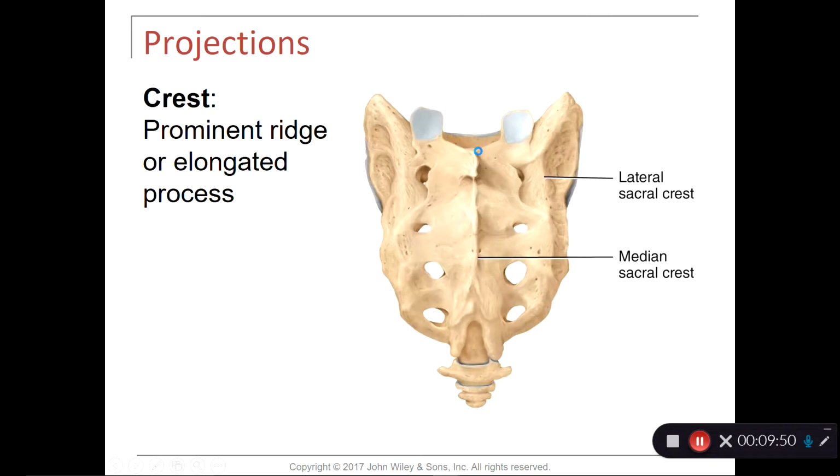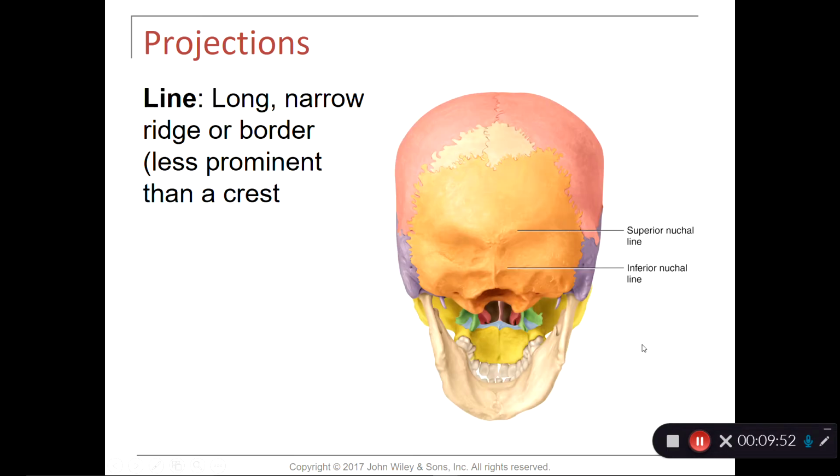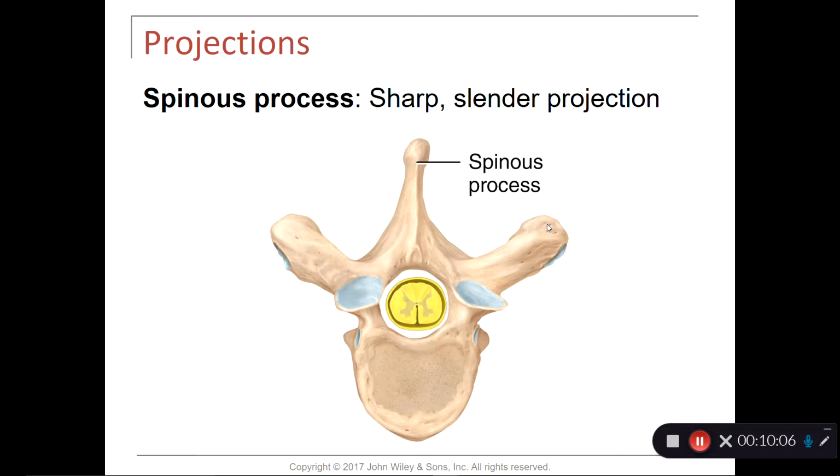A line isn't as prominent as a crest. This is a decent example of a crest. You can see a line. You can kind of see it going on right here. It's a little bit going on, but it's not as prominent or as well seen as that of a crest.